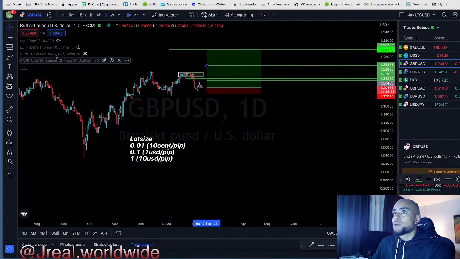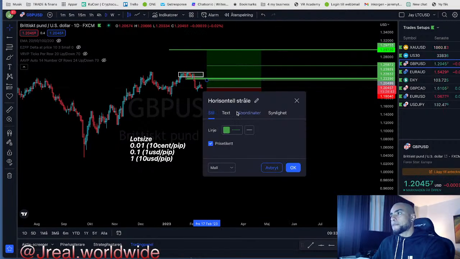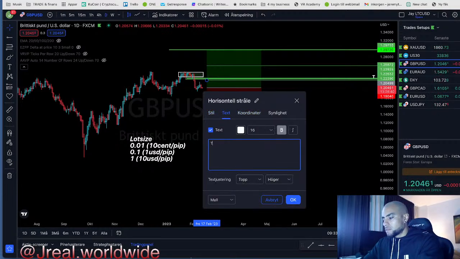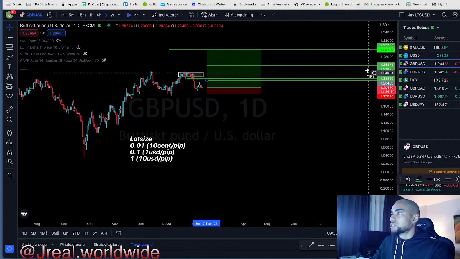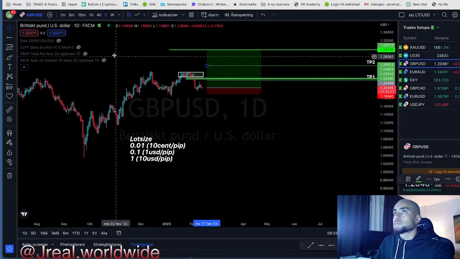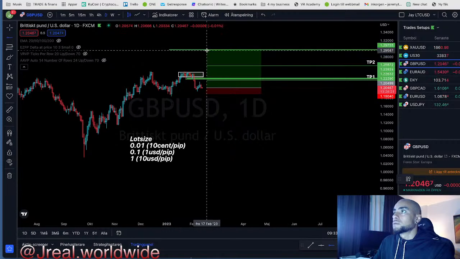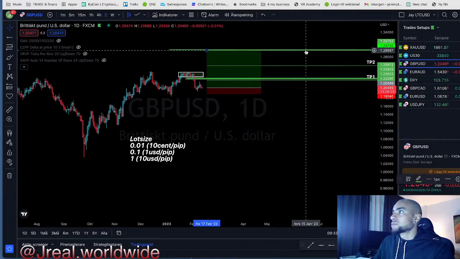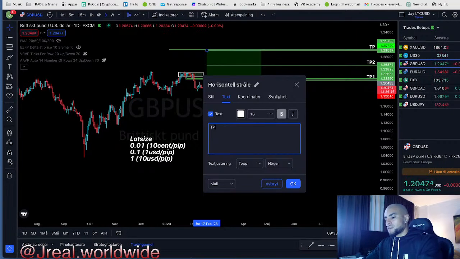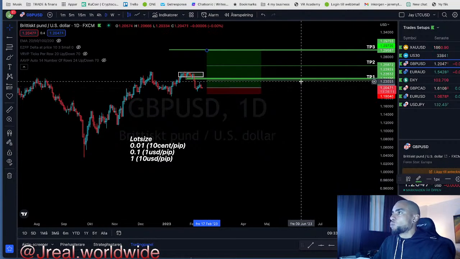So take profit 1, take profit 2, and take profit 3. So we say this is TP1, this green line. This other green line, TP2. Then the last take profit is TP3. So we have three take profits in one single trade.